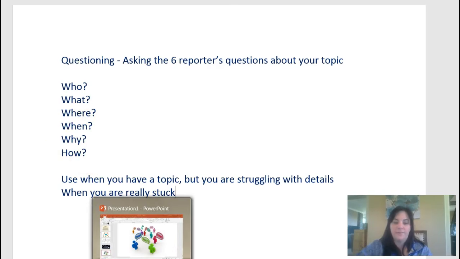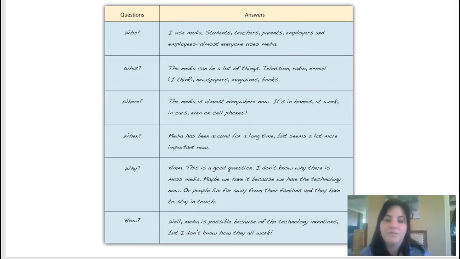So let's see an example. In this example, the topic at hand was media. And so this student applied the who, what, where, when, why, and how questions to media. So who? Well, the student thought of who uses media. I do, students, teachers, parents, everybody uses media. What? Well, what is media? It can be a lot of things. TV, radio, email, newspapers, etc. Where is media? It's almost everywhere. Homes, work, cars, cell phones. When? Media has been around for a long time, but it seems more important now.